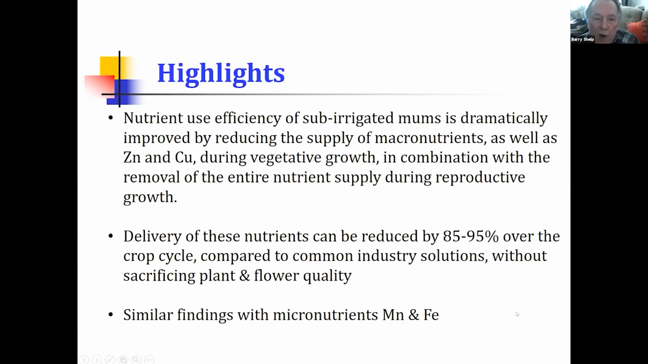So we feel that so far this research has shown that the nutrient use efficiency can be dramatically improved by reducing the supply of macronutrients, as well as zinc and copper during the vegetative growth, in combination with the removal of the entire nutrient supply during reproductive growth. Delivery of these nutrients can be reduced by 85 to 95% over the crop cycle compared to common industry solutions, without sacrificing plant and flower quality. With our first trial, we found similar findings with manganese and iron, and the second trial is ongoing, the replicate.